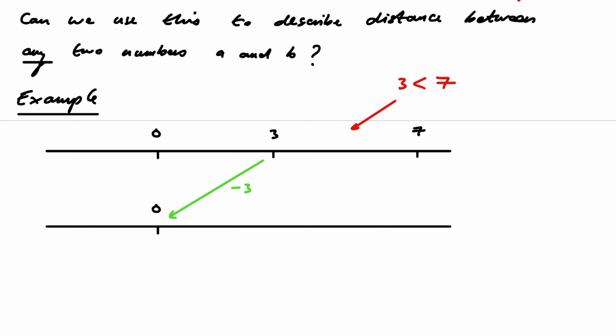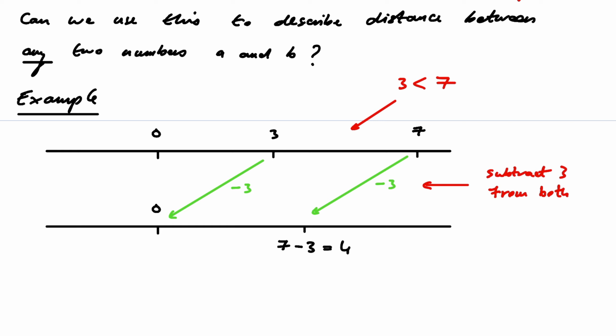Now, what if I do the same thing to 7? If I do the same thing to 7, I'm going to end up over here. And what position do I end up? Well, you'd end up here, and this is what? This is 7 minus 3, which is equal to 4. So what are we doing here? We are subtracting 3 from each, from both.